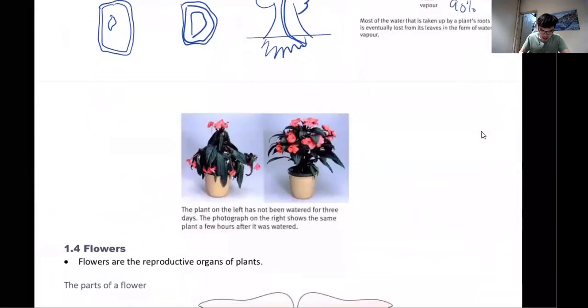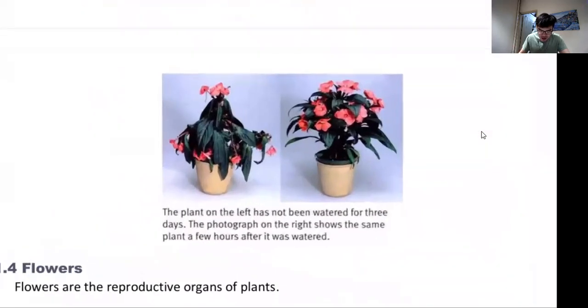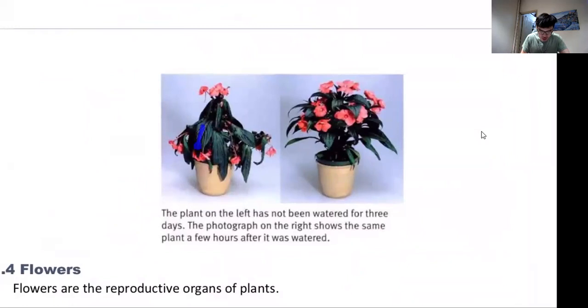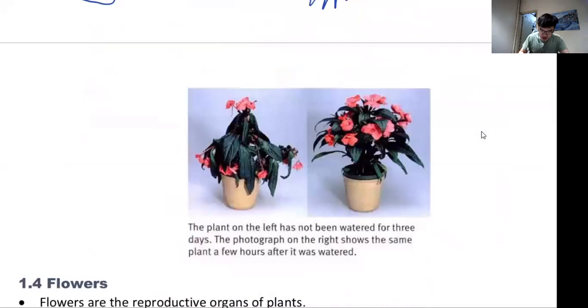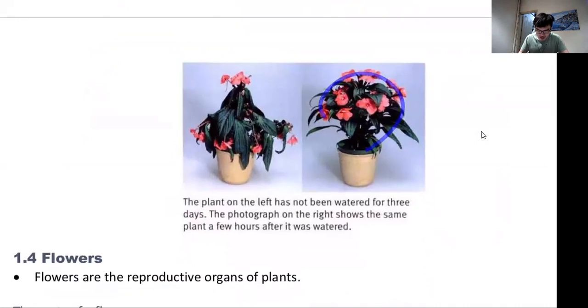So this is what happens if you look at this herbaceous plant, this is not a tree. If you don't water them, they will wilt. But if you put water to them, they will absorb the water and become turgid. All the cells become full, and now they stand up straight. Very important, especially for herbaceous plants, non-woody plants. As long as the plant has no wood part, it cannot stand straight. You need to water them. The photograph on the right shows the same plant a few hours after it's watered. So it stands straight.